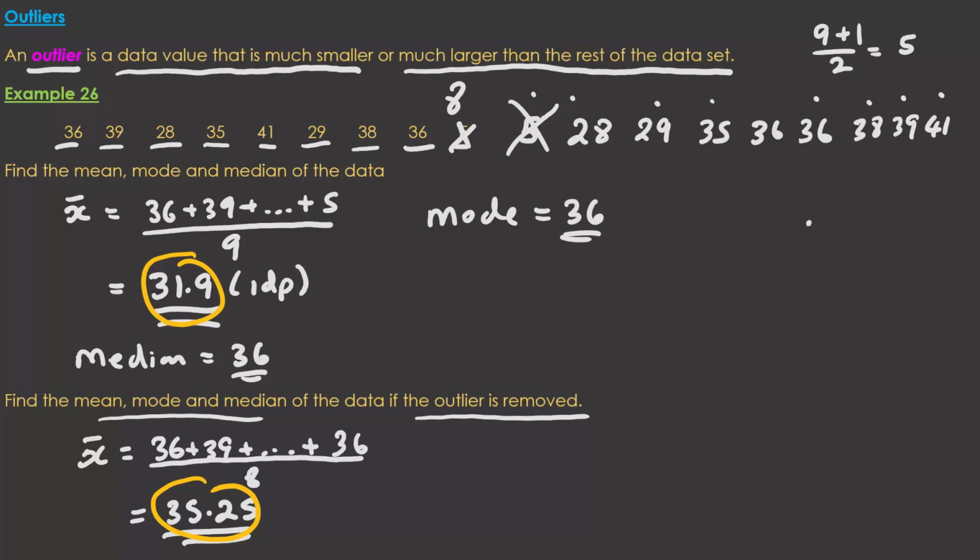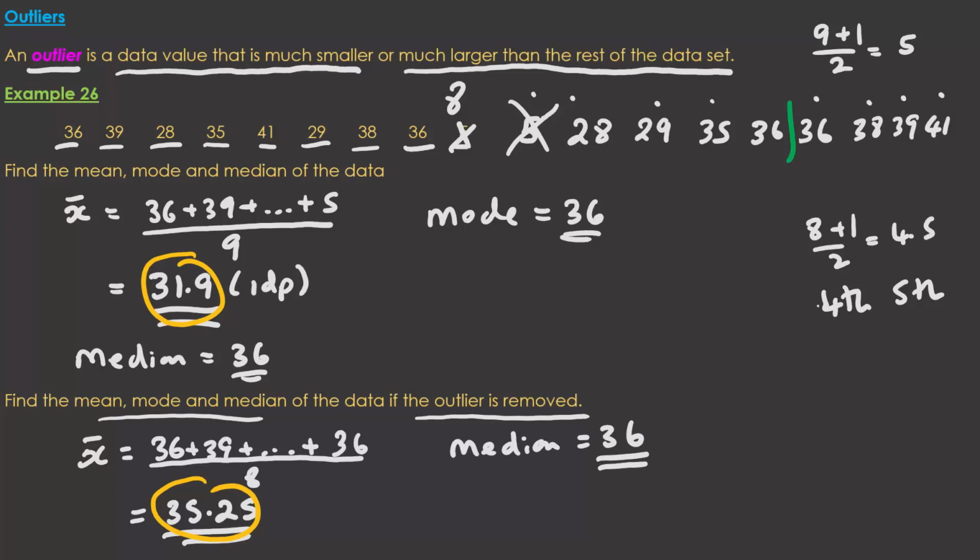Now, for the median, this time it's 8 plus 1 divided by 2, which is 4.5. It tells us we need to be between the 4th and the 5th pieces of data. 1, 2, 3, 4, that's in there. So it's still 36, but it's between the two 36s rather than being one of them. And the mode is still 36.